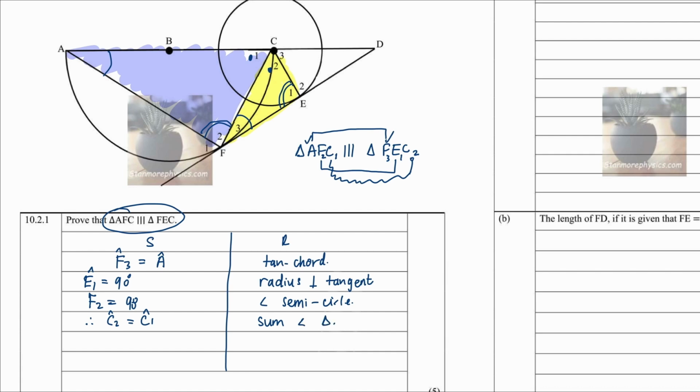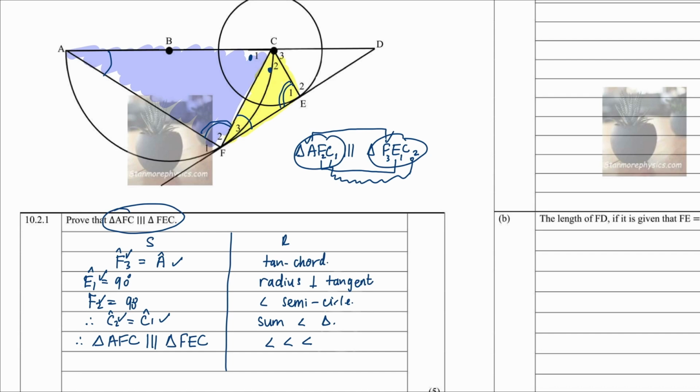Now let's just make sure that we've shown the correct things. We have F3, E1, and C2, so that's one triangle. We have A, we have F2, we have C1, that's our other triangle. We've shown that those angles are equal, and therefore we can conclude that triangle AFC is similar to triangle FEC. And the reason is angle, angle, angle.